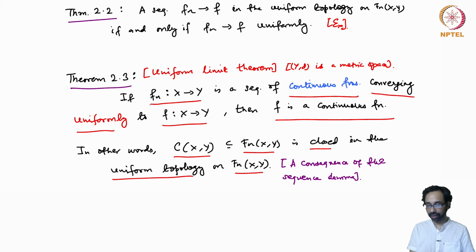So here we are saying that given any sequence within the set of continuous functions C(X, Y) converging to some point in the uniform topology, which is the same as saying that the convergence is uniform in the other definition that I gave, then f is a continuous function, so the limit is also in this set. So this is precisely the same as saying that it is closed in the uniform topology. So let us look at a proof of this theorem.